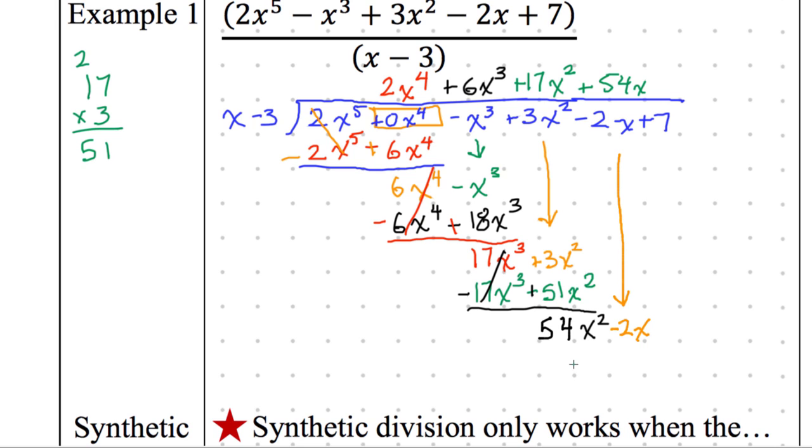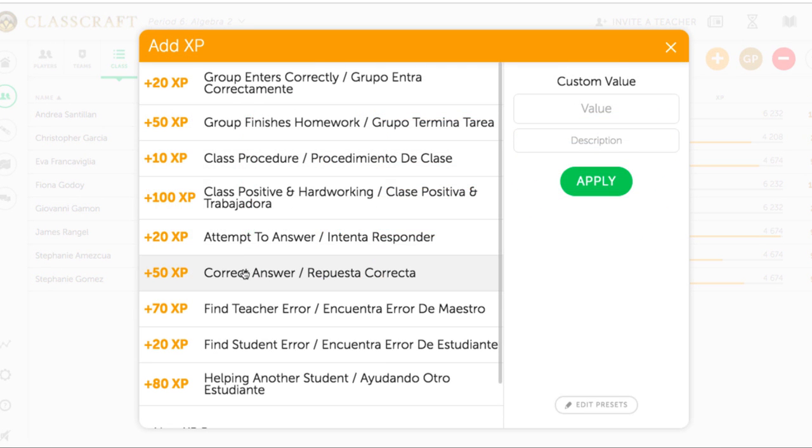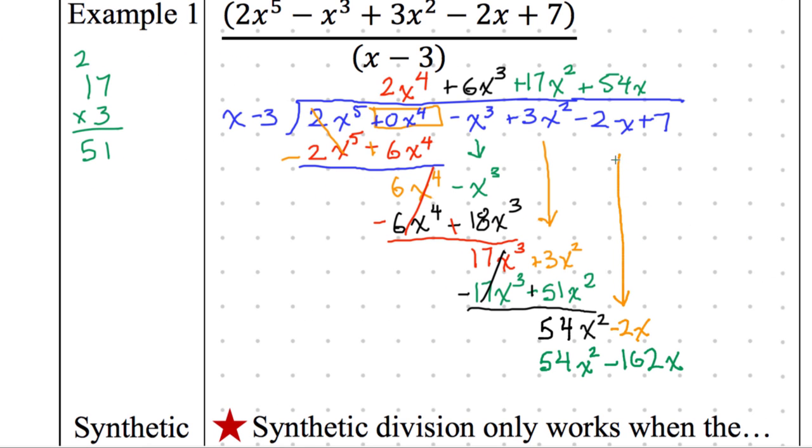You got this, Chris. 54x times x. Wait, it's 54x squared. Good. Next one is 162. I don't know, is it minus or positive? Minus. Minus 162x. All right, there it is. Good job, Chris. It's fair game for anyone. What's the next step? Let's go fast and just finish this one off.